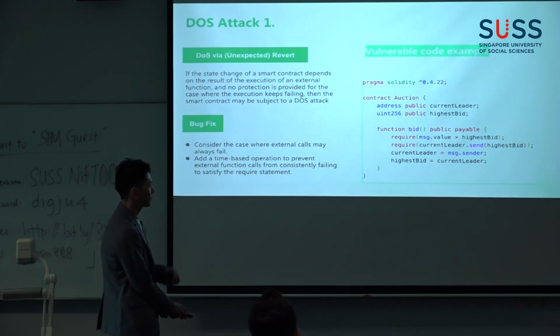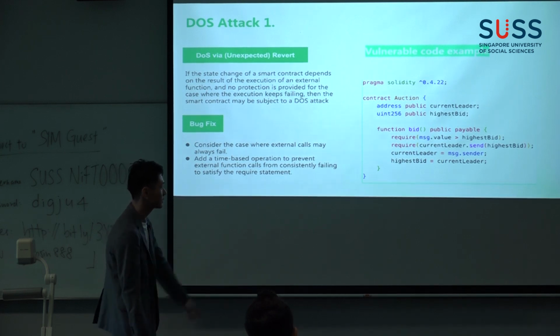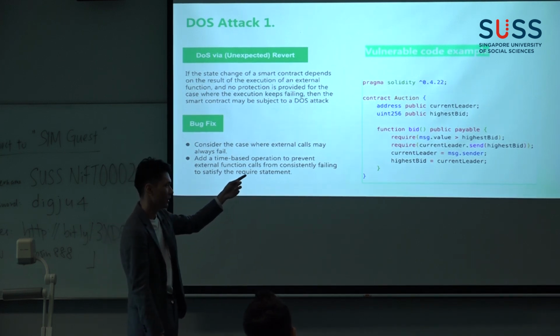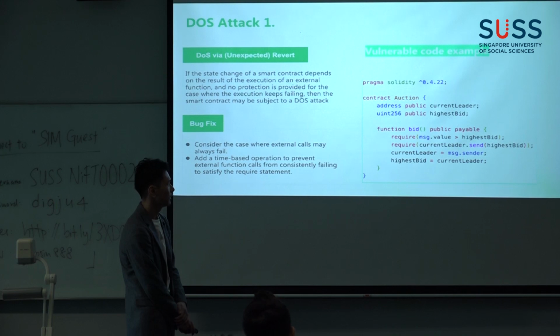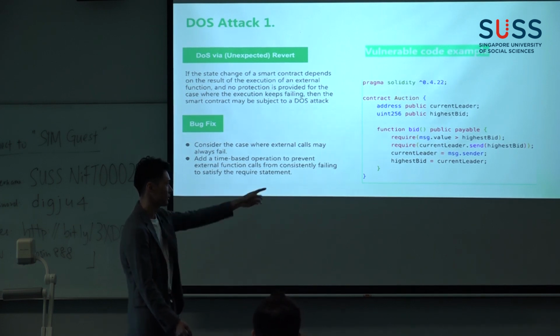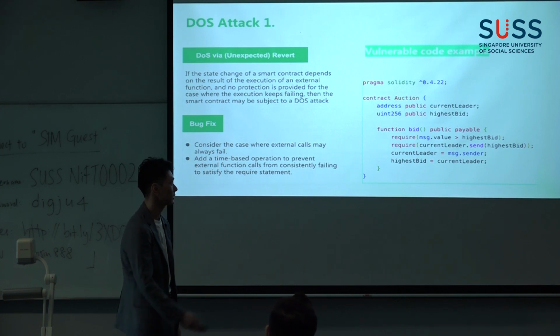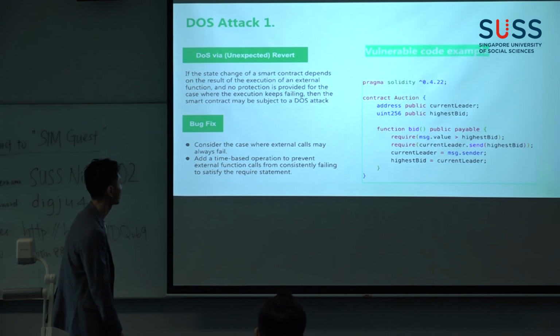We are sending the bid to the current leader. So what if the leader does not accept either? What if he does not have a fallback function? This transaction will never go through, and this require statement will be invoked every time the function bid is called. Other users trying to use this contract, when they call bid, it always fails because the current leader does not accept the ether. And this contract will be stuck forever and not usable anymore.